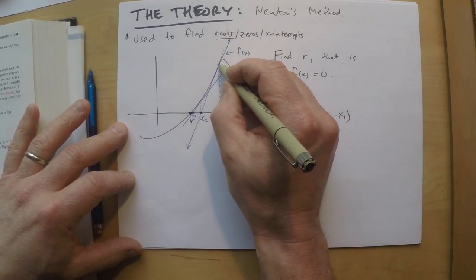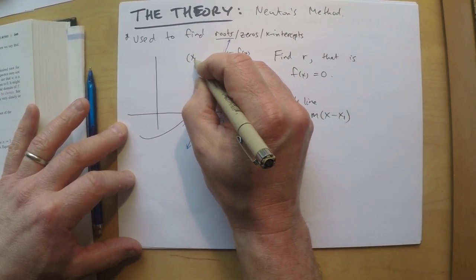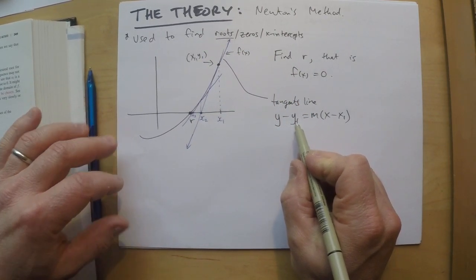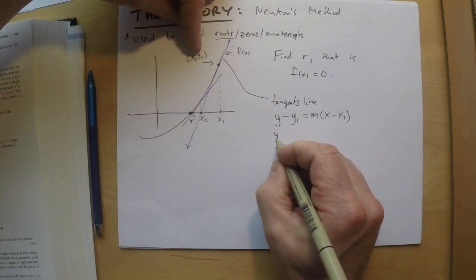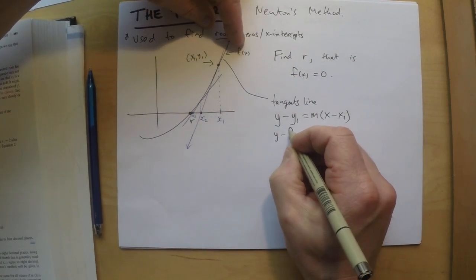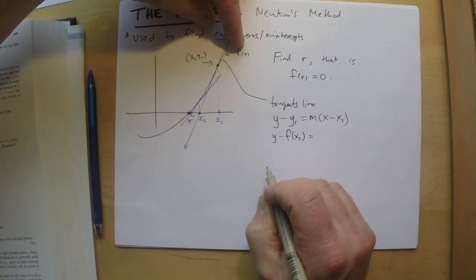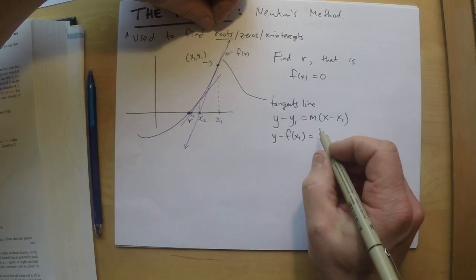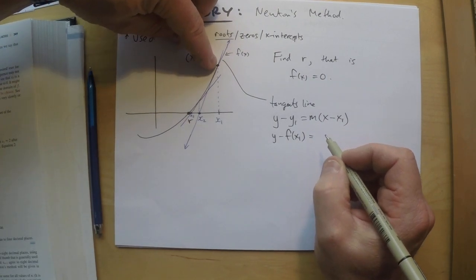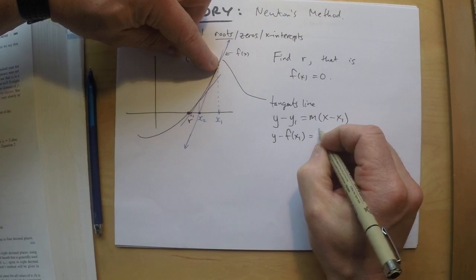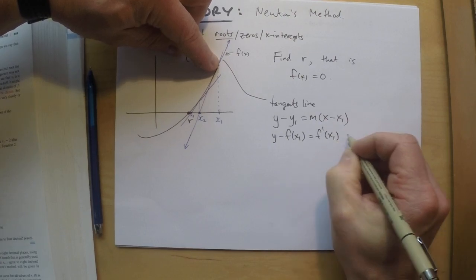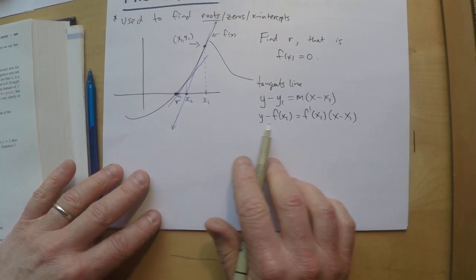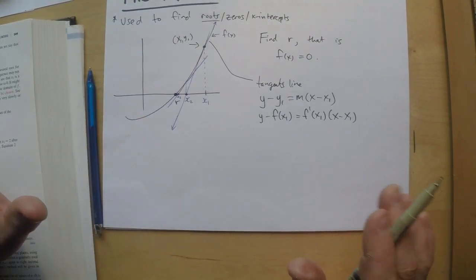This point here would be x1, y1. Another way of writing the y value, y1, would be f of x1, which just means the value of the function at x1. So instead of y1, f of x1, same difference. And the slope, we know with calculus at x1, another way of saying it, is the derivative at x1. So that's the tangent line for any function.